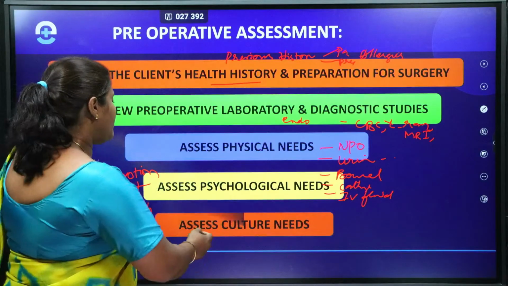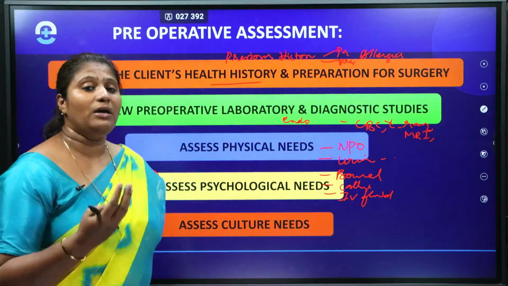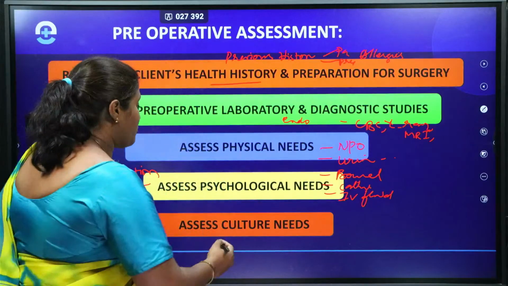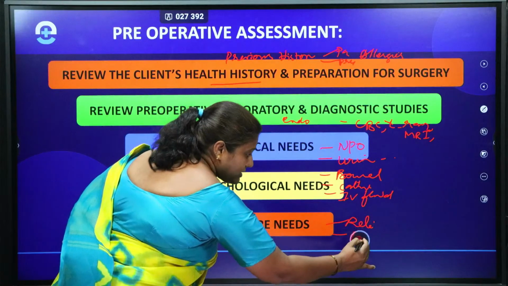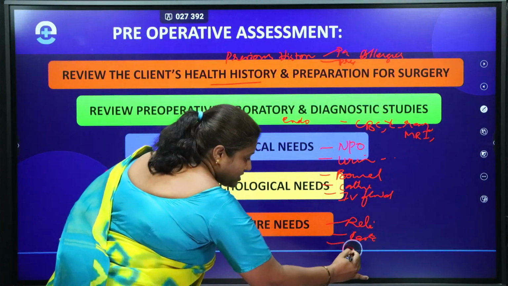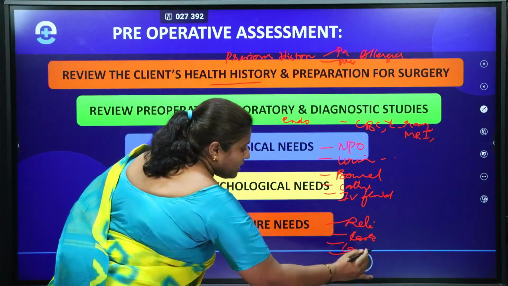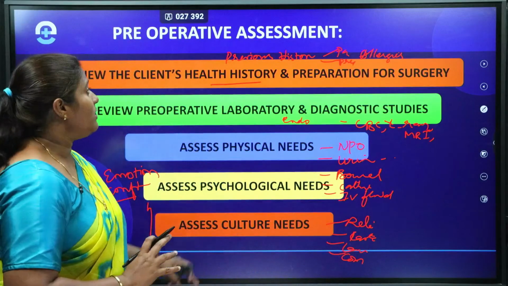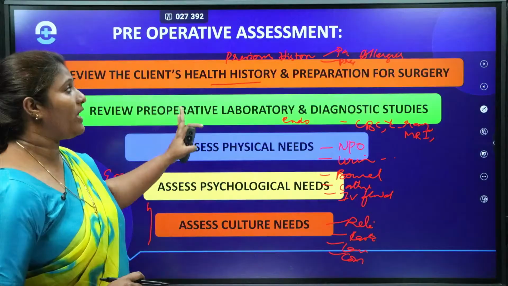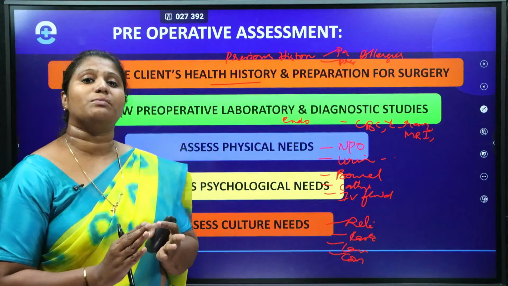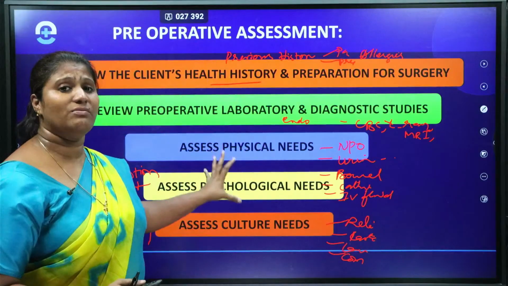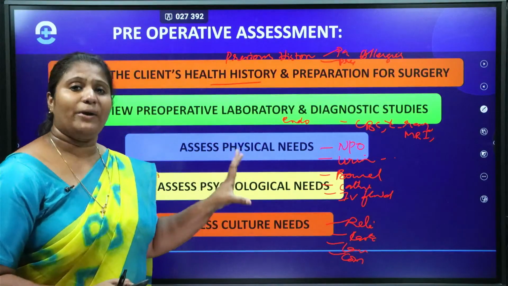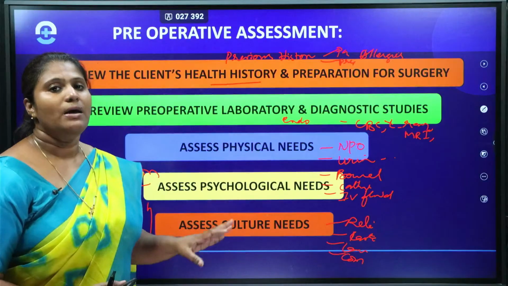Then assess the cultural needs. We need to respect their culture, their religion, their caste, languages, communications. Everything we need to see in your assessment. This is all the perioperative assessment. This is the most important assessment in perioperative nursing care. This is the first basic thing: we need to assess the patient preoperatively, then we send the patient to the OT.